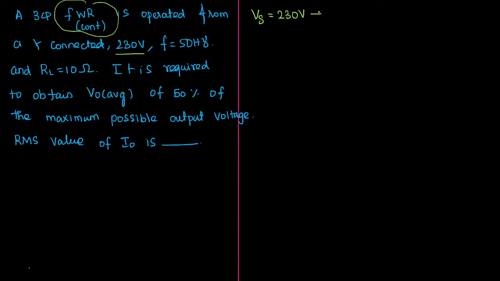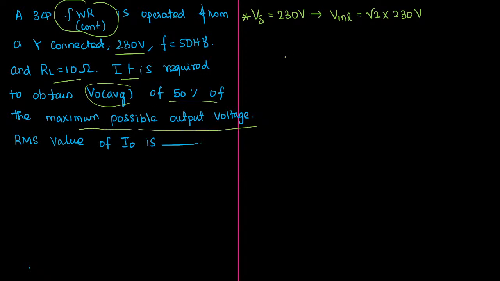So if you want to know the maximum line voltage, just multiply it by a factor of root 2, such that it gives you the value of maximum line voltage. First conclusion is over. Load resistance is 10 ohm, they told. It is required to obtain the V0 average of 50% of the maximum possible output voltage.